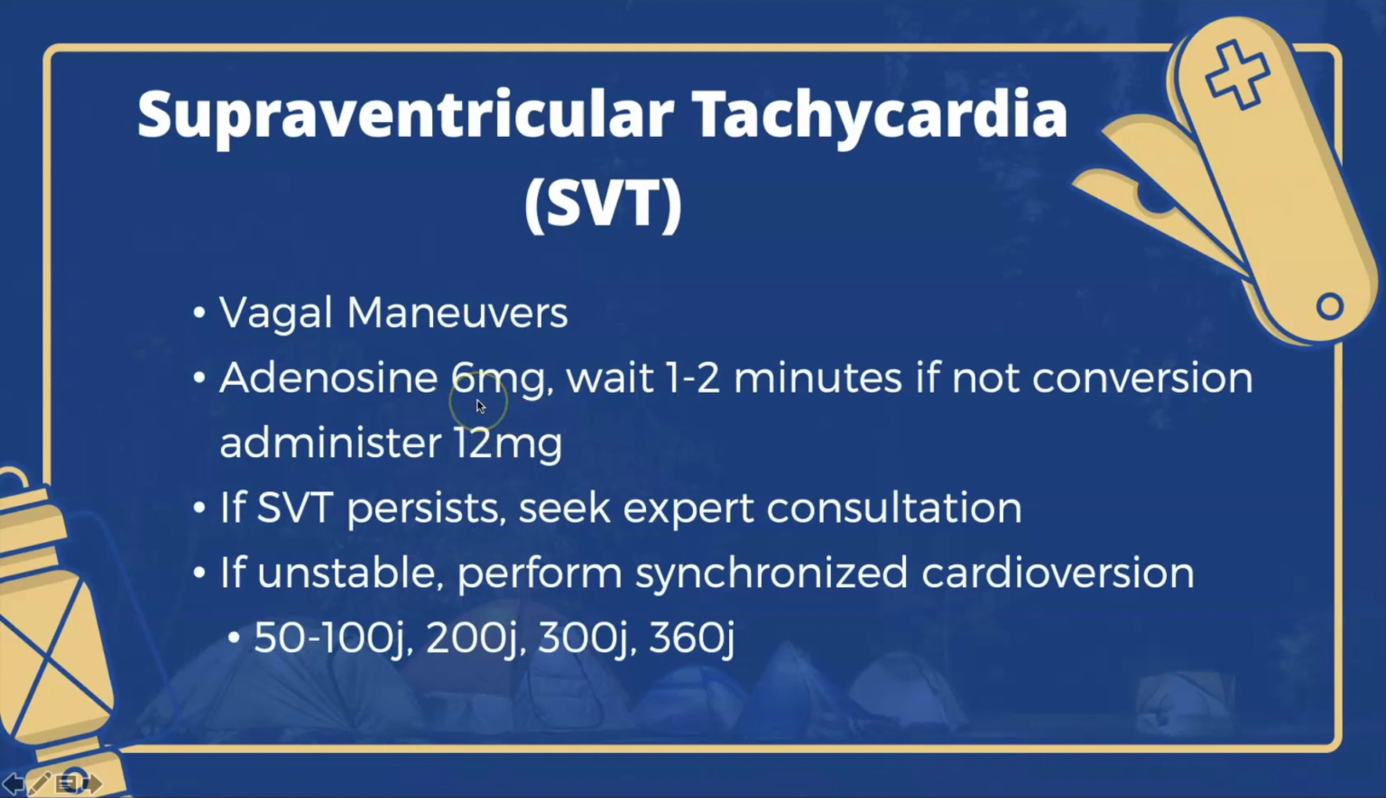So first we start small. We're giving adenosine 6 milligrams. We wait 1 to 2 minutes. 6 plus 6 is 12. You wait 1 to 2, I see the number 12 there. If no conversion, you give 12 milligrams. If SVT persists, seek expert consultation.